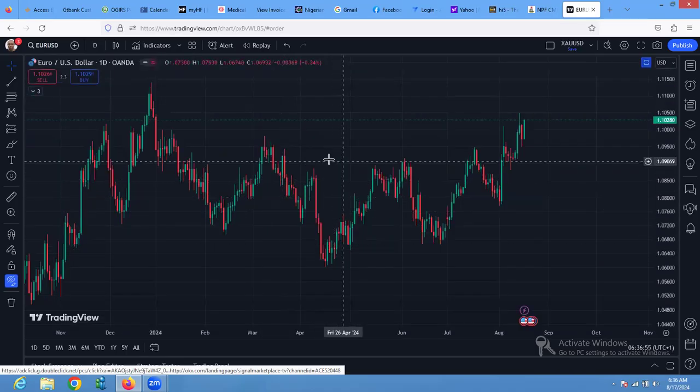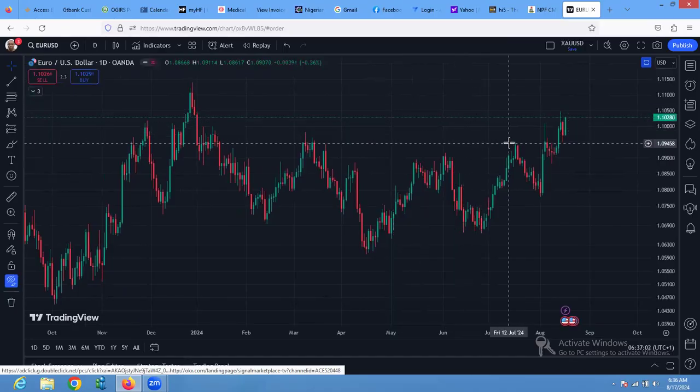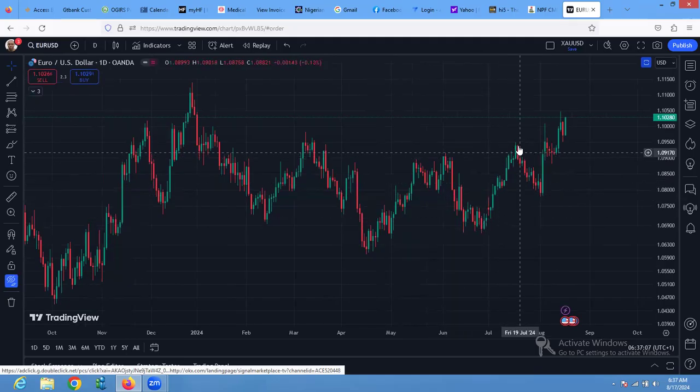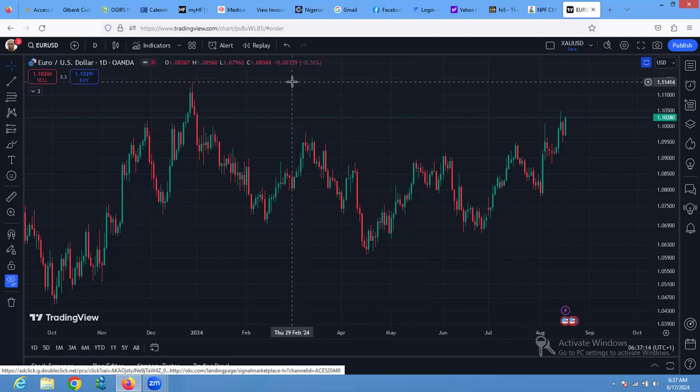So we can see that we are breaking heights now. We've broken this, so higher highs, and we are getting lower lows. You can see from here it is building, and it is building. So we are breaking this. Now, once we break this top here, it's telling you that wave 3 has kicked in.